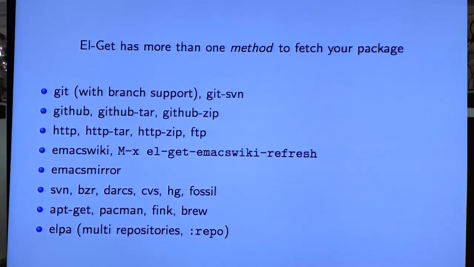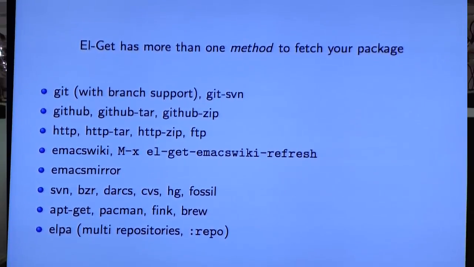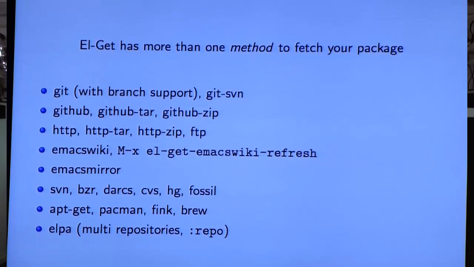So I did tell you that we have different ways to get at the source code of the extensions. So here is the list. I will begin with the end, ELPA. So if you think ELPA is much better than ELGET, but there is this package that you can't have in ELPA yet, you can use both. They will be really happy to work together. There is no problem. And maybe in some years we will deprecate ELGET because we don't need it anymore.